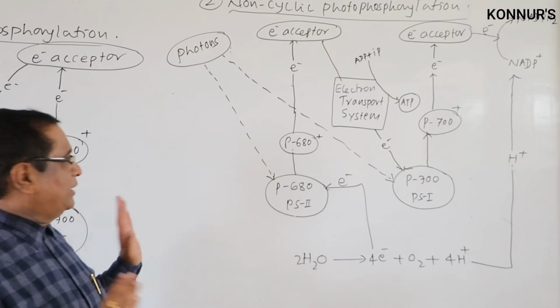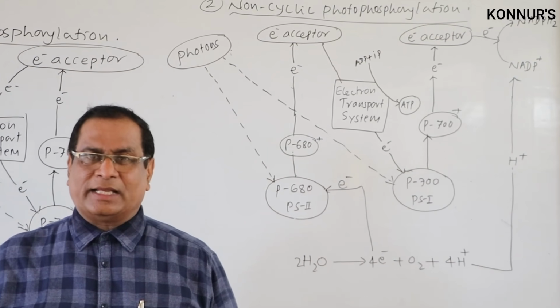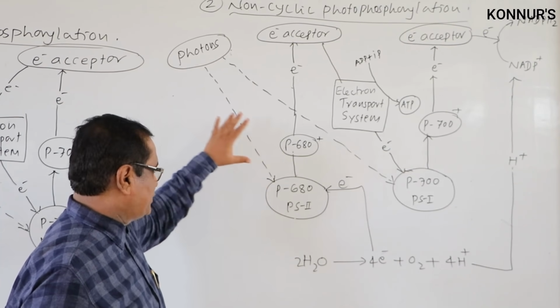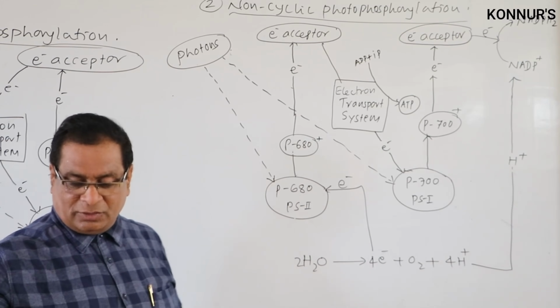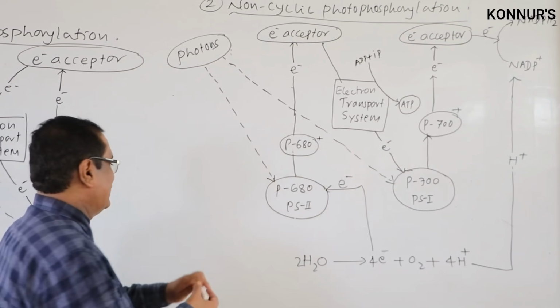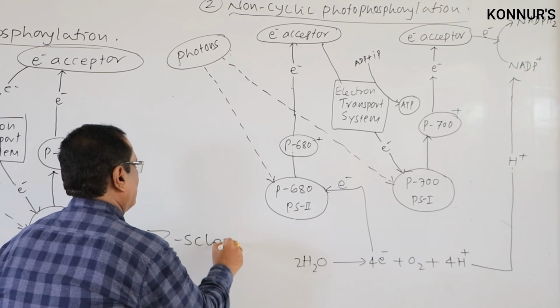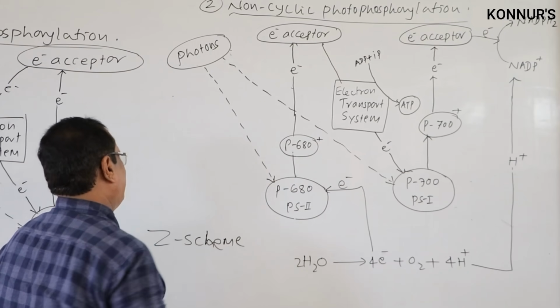Yes, these are the cyclic and non-cyclic photophosphorylation graphs, and the schematic representation of non-cyclic photophosphorylation is said to be the Z scheme.